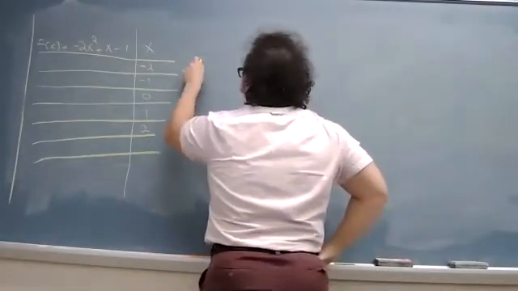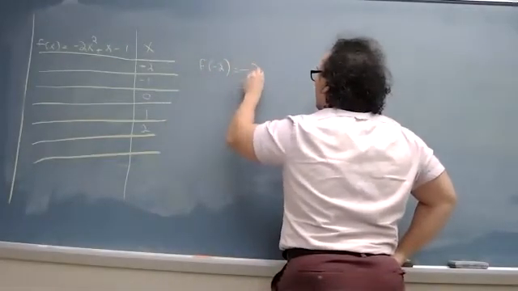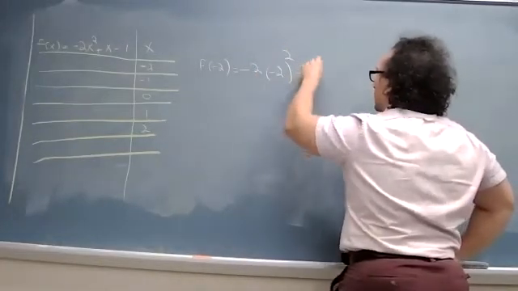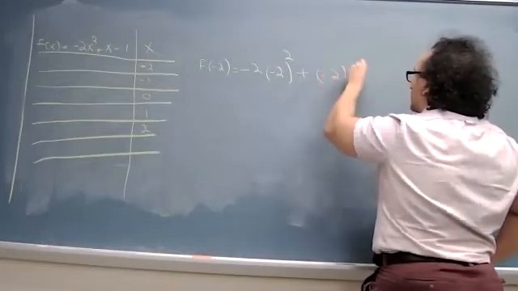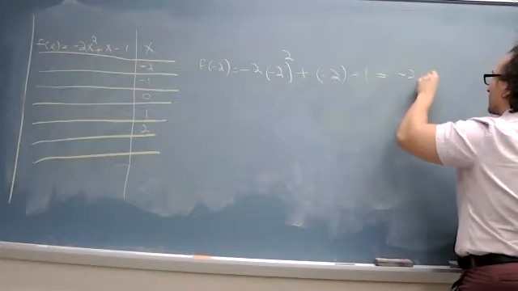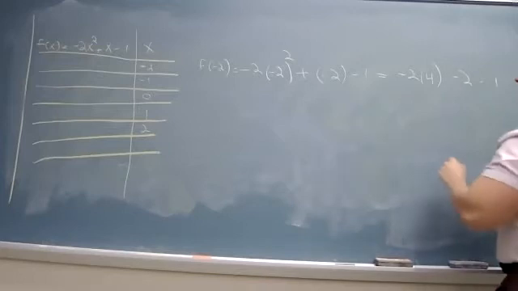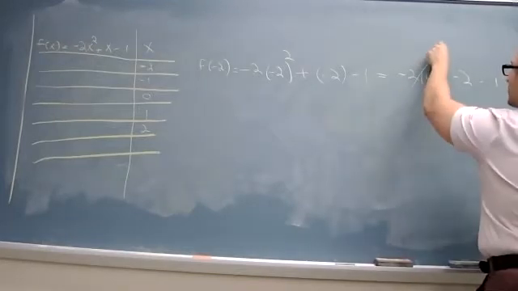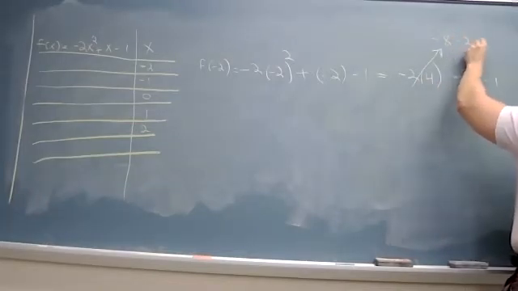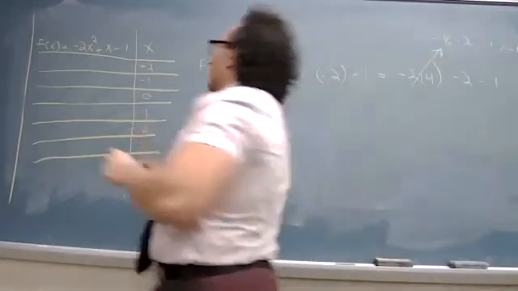So f of negative 2 is then negative 2 times negative 2 squared plus negative 2 minus 1. So what do we end up getting? This is negative 2 times positive 4 after you square negative 2, minus 2, minus 1. So this goes to negative 8 minus 2 minus 1. So that's negative 11. Over here we get negative 11.